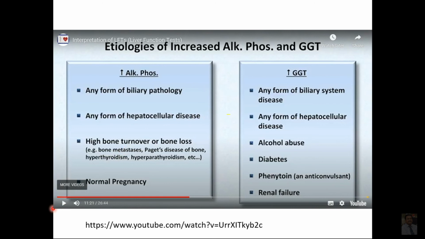Because with any form of biliary system disease, the GGT levels are increased, and with any form of hepatocellular disease, the GGT is increased, including alcohol abuse, diabetes, phenytoin, that is anticonvulsant drugs, and renal failure. These are all the parameters possible for an increase of GGT. So GGT is more preferable when compared to alkaline phosphatase.